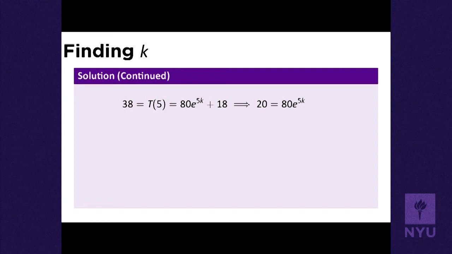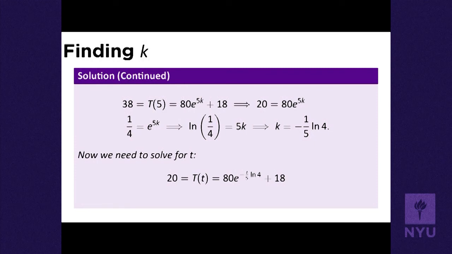Need to solve this for k. So let me divide everything by 80. 20 divided by 80 is a fourth. And the other side is e to the 5k. Nothing I can do now except take the natural log. So let's do that. Natural log of 1/4 is 5k. And solve this for k. K is 1/5 times the negative of the natural log of 4.